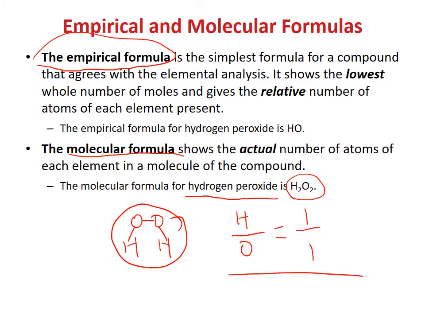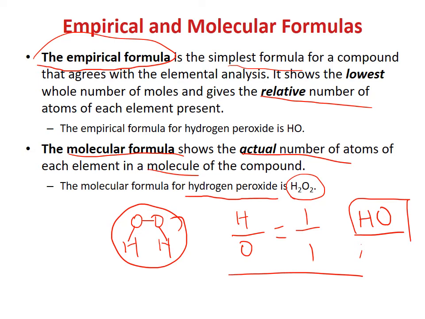So based on the chemical analysis, we can write the empirical formula as HO, because the ratio is 1 to 1. That's all we know from chemical analysis. And this is called the empirical formula, which is the simplest formula for a compound that agrees with elemental analysis. It shows the lowest whole number of moles and gives the relative number of atoms of each element present. But the molecular formula shows the actual number of atoms of each element in a molecule of the compound.